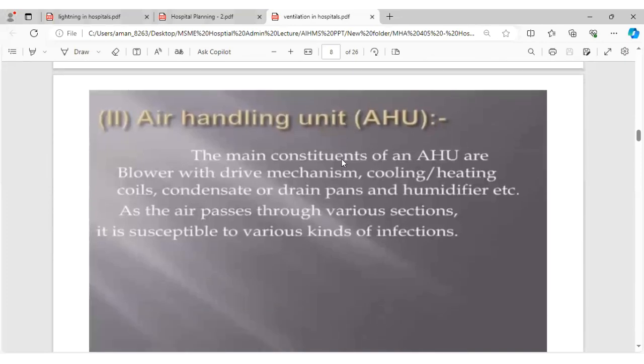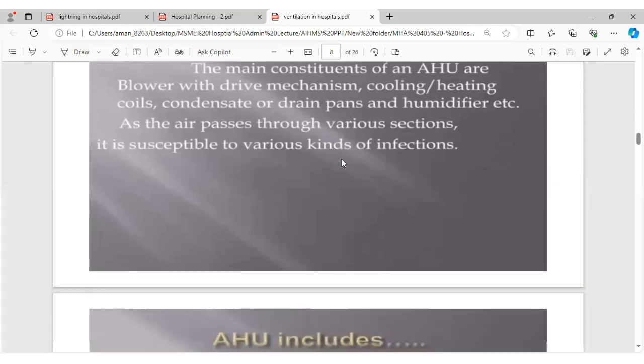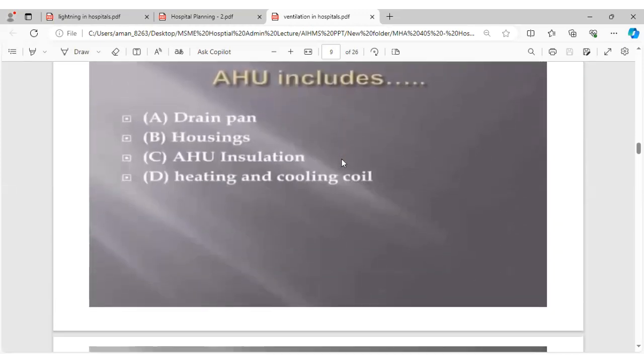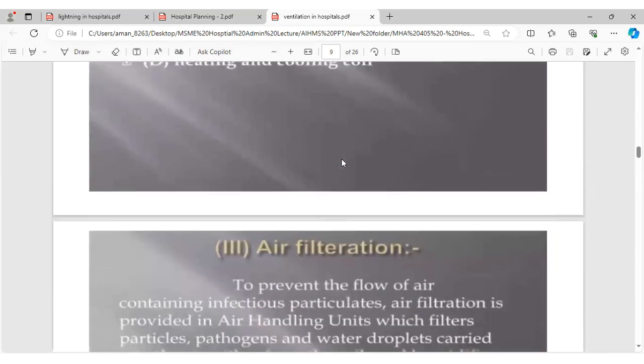AHU, Air Handling Unit. The main constituents of an AHU are the blower and drive mechanism, cooling and heating coils, condensate or drain pans, and humidifiers, etc. As the air passes through various sections, it is susceptible to various kinds of infections. An AHU includes drain pans, housings, AHU insulation, and heating and cooling coils.